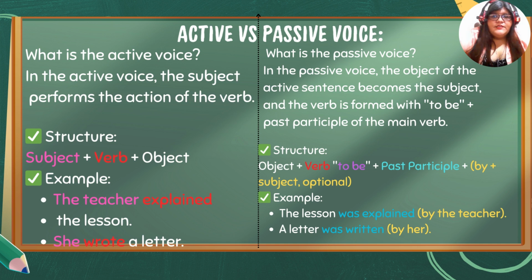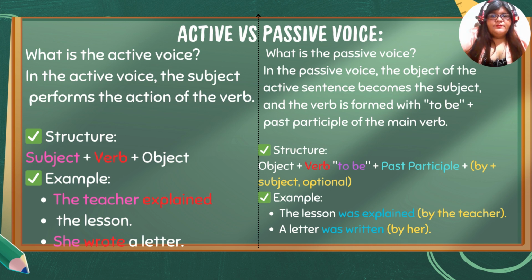Then we have what is the passive voice. In the passive voice, the object of the active sentence becomes the subject, and the verb is formed with the verb to be plus the past participle of the main verb. Do you remember the past participle, right? And if you don't, I recommend you watch my video about verbs and you will find everything there.